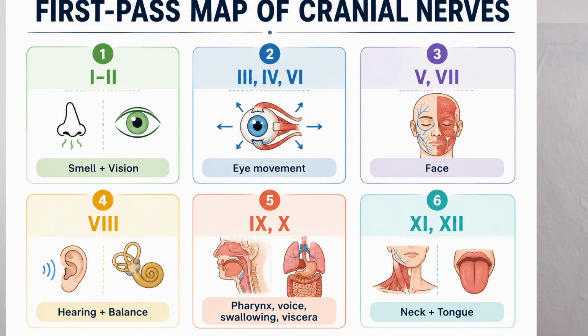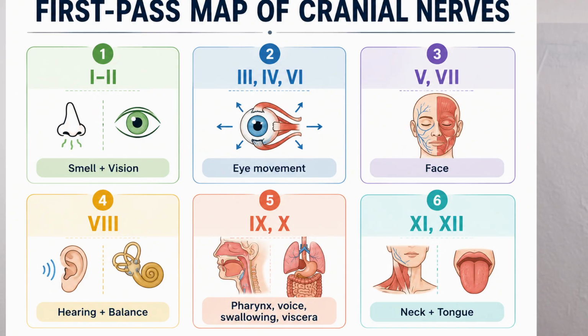And so we've started from 1, 2, 3, 4, 6, all right? And then we have 5, which is the rest of the face. Okay, and then we have 7, which is also to the muscles of the face. 8, okay, hearing and balance. 9 and 10 to the tongue and the throat, the pharynx.